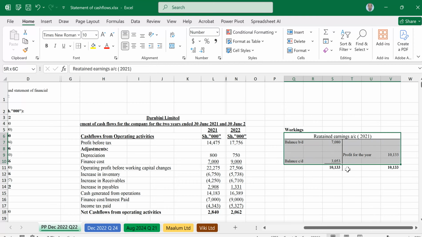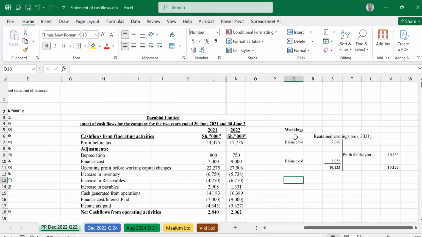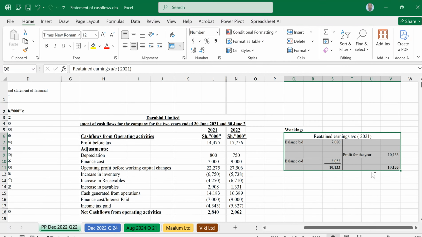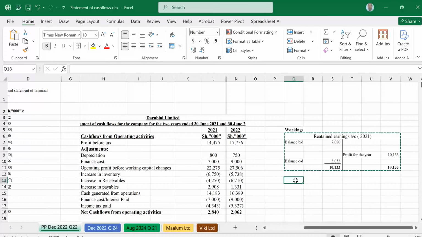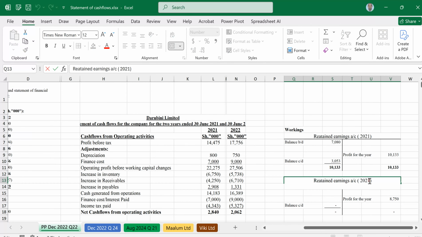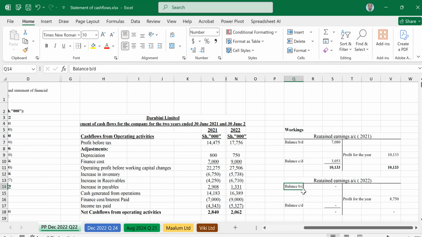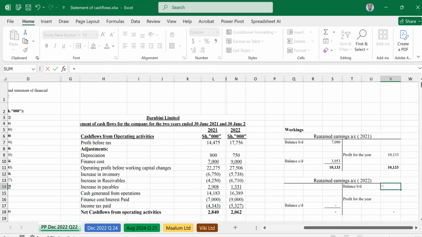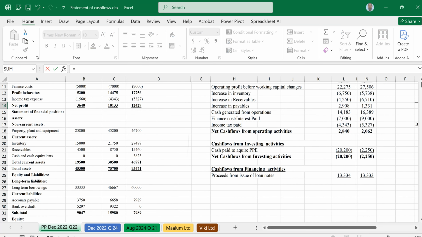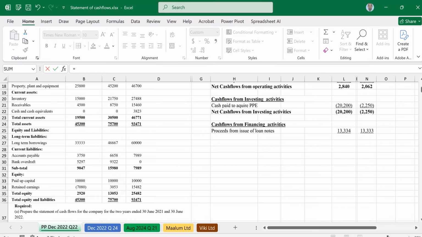Now the second one will be the last one. We do the retained earnings for 2022. Now the balance brought down will change and move to this side. It's no longer on the bad side. Balance carried down remains where this other one is. That therefore means that the balance brought down is 3053.